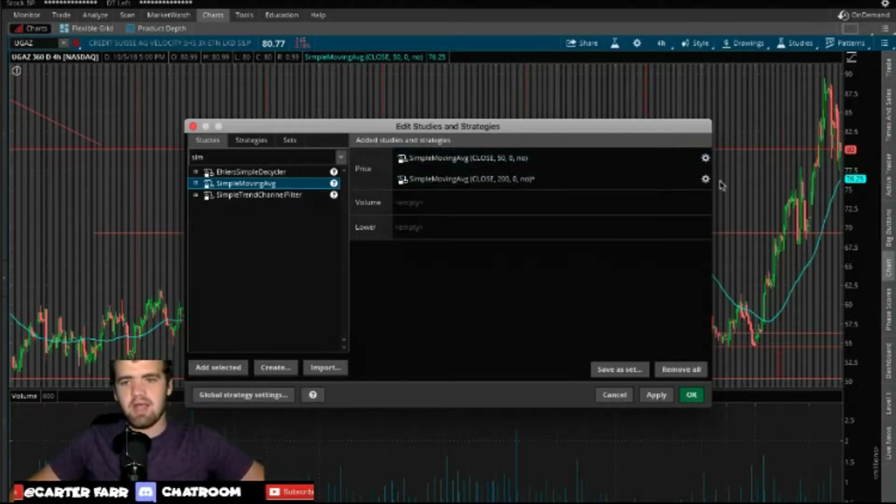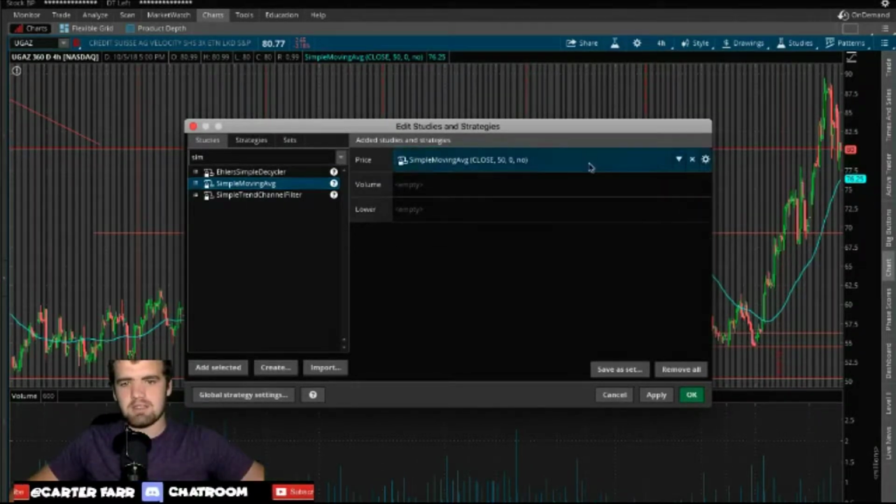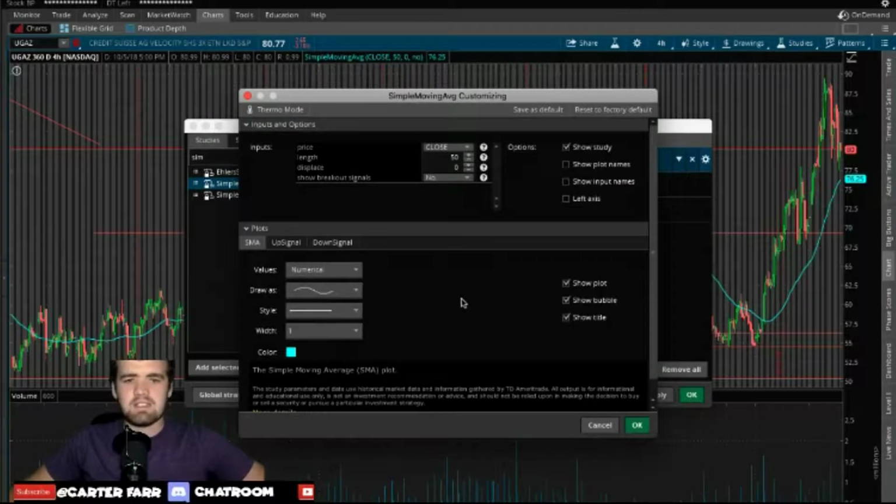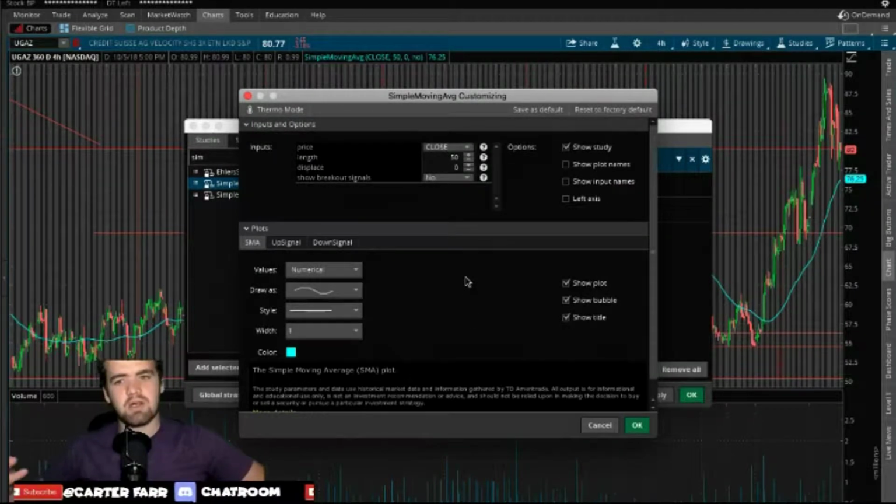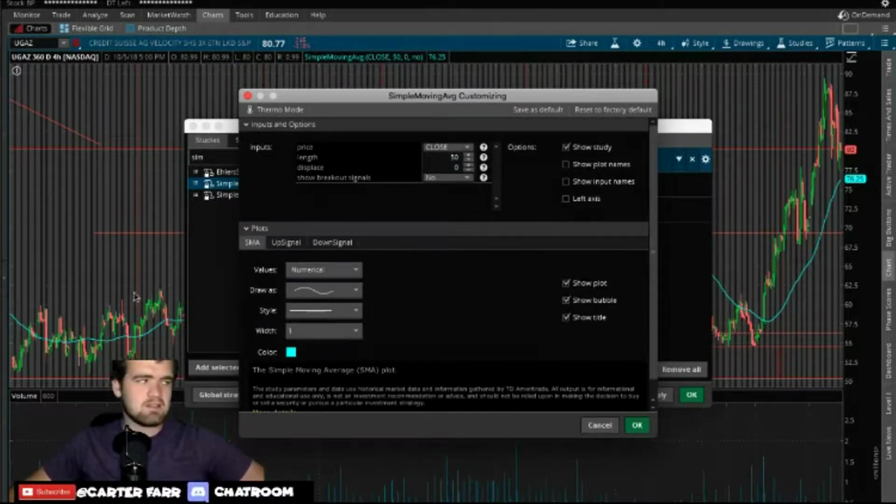Since I already have that one up here, I'm going to delete this. And then you're going to want to go to this little settings icon, this little gear wheel. You're going to click on this, and then this is how you can customize your chart here. So you're going to want to go to length. Length is very, very simple.